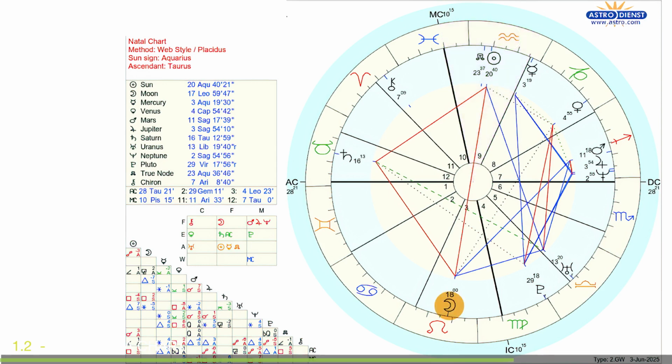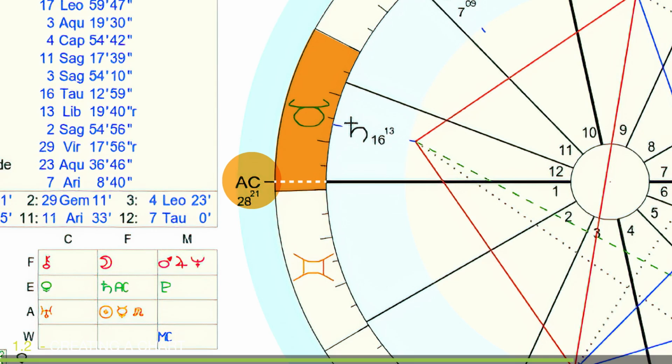Now, find the Moon on your chart and take note of the house it occupies and the sign ruling that house. In this chart, the Moon is ruled by Leo and is in the 3rd house. Finally, go to the 9 o'clock point of the chart and take note of the sign the Ascendant, the AC, occupies. This is your Ascendant sign.